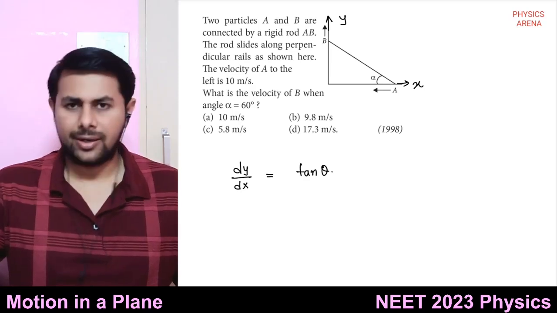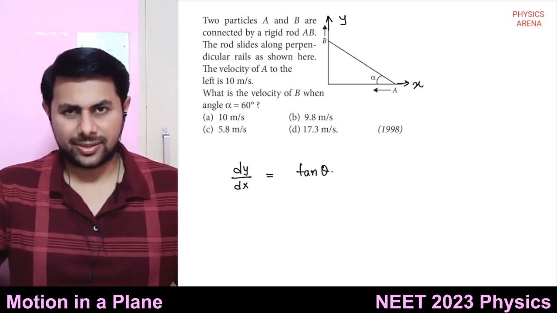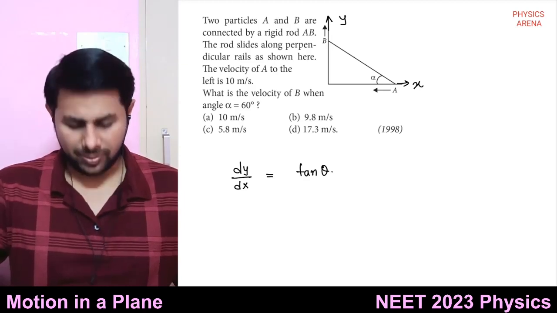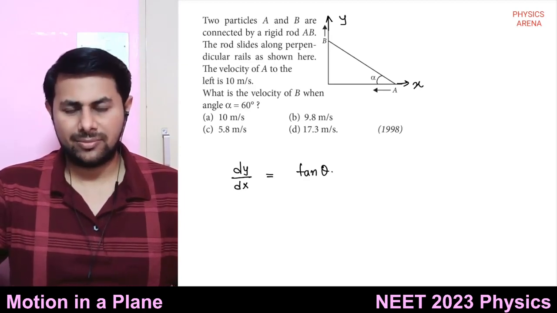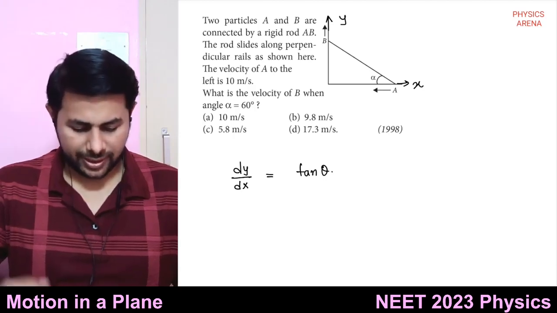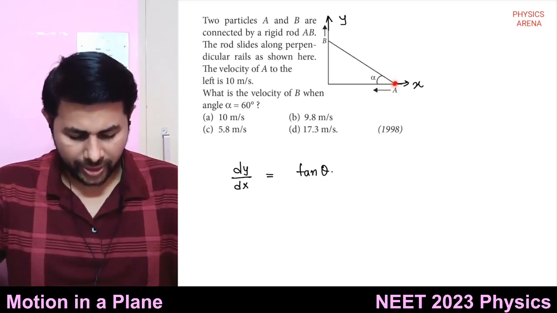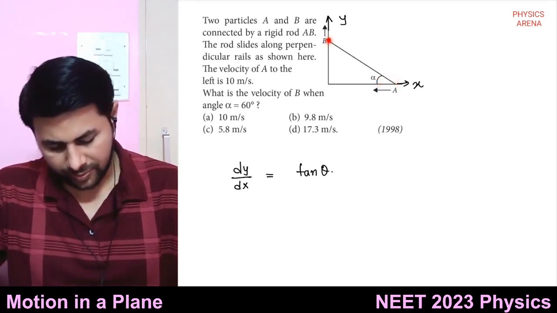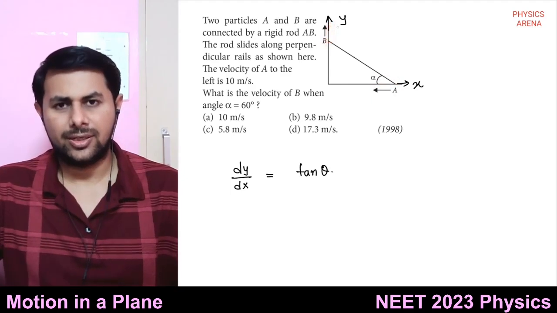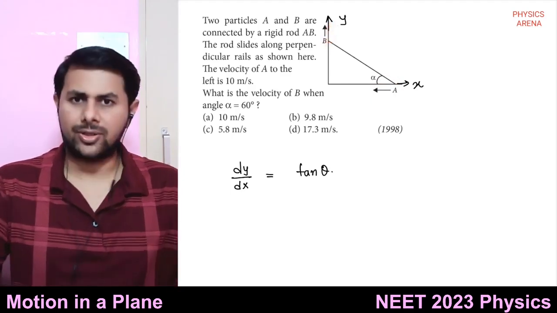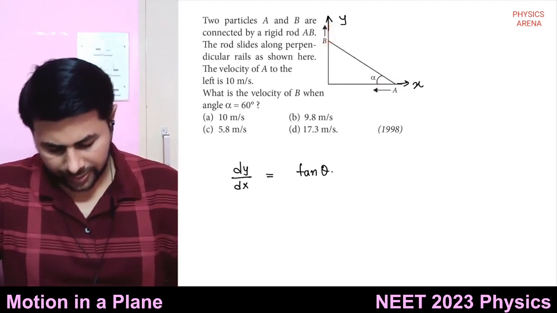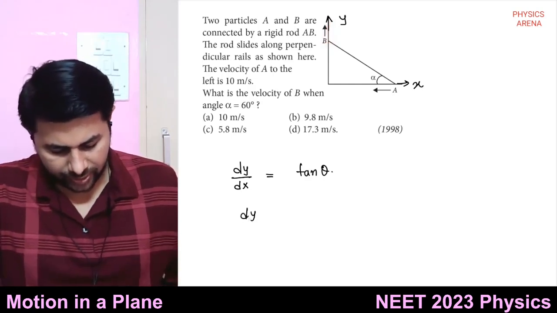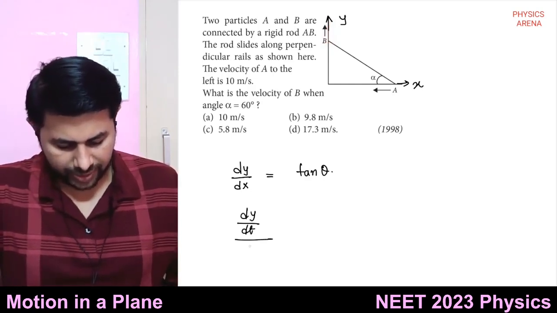Both of these changes will happen in the same time. In the time this point moves by distance dx, this point will move by distance dy. Because the rod is connected, you can divide by time. You can take dy by dt divided by dx by dt.